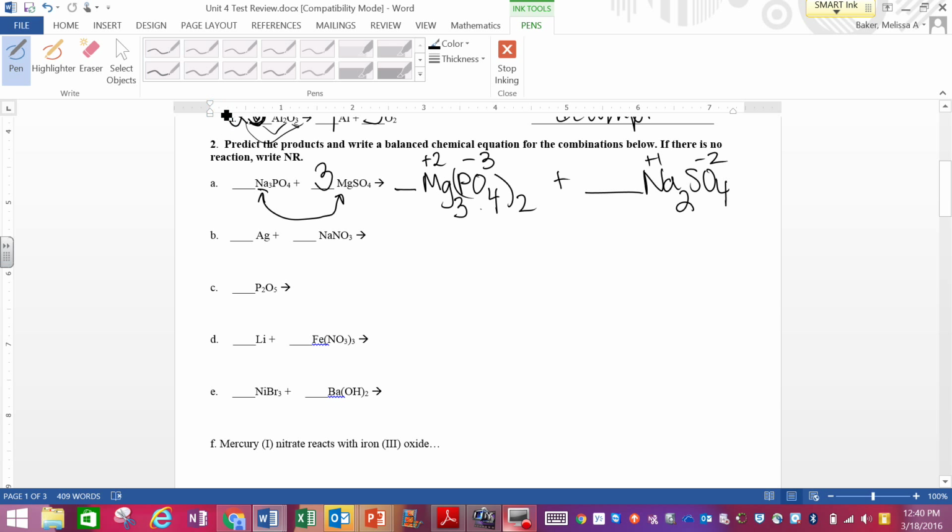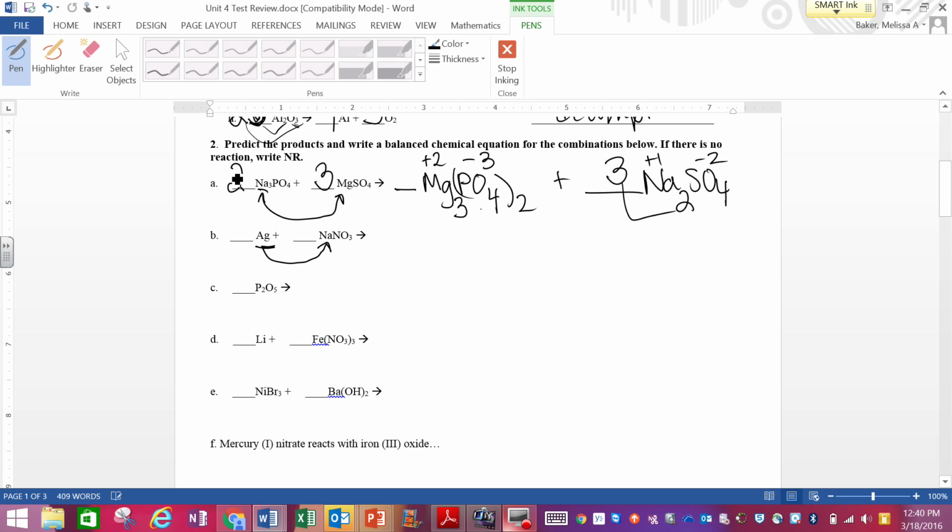Now, we are definitely not balanced here. Mg3, so let's try a 3 here. Now that's 3 SO4s, so 3 SO4s. 3 times 2, that's 6 Na, so I need a 2 here to make it 6, and that's 2 PO4s, so we're good.